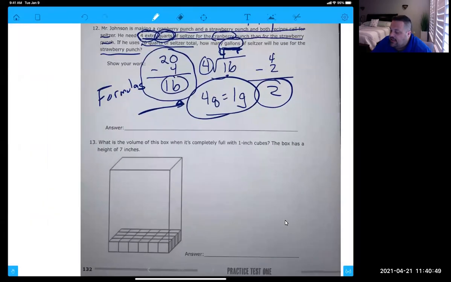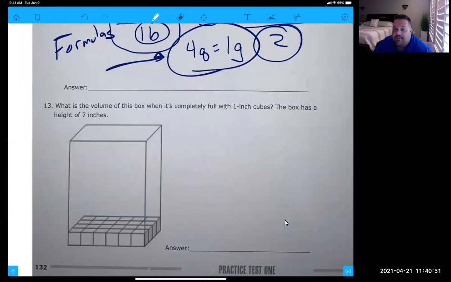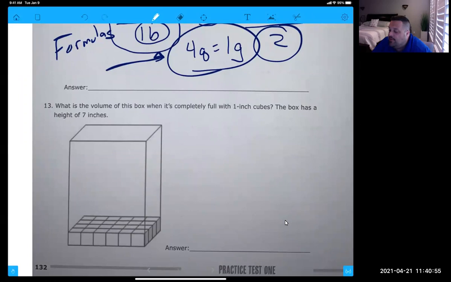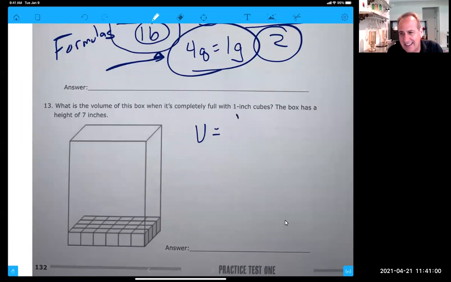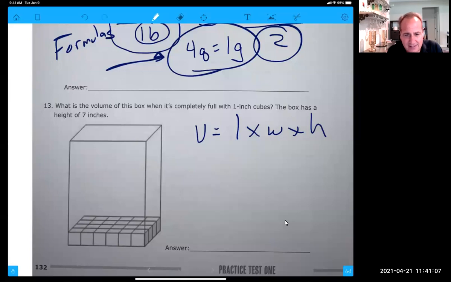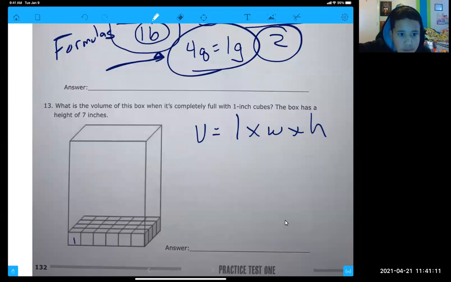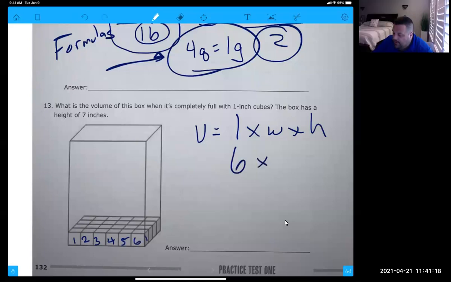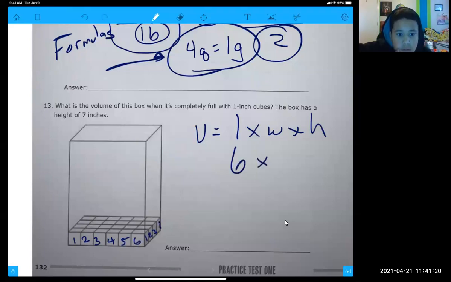All right, number 13, we've been doing forever. Pause and solve it. Who knows the formula for volume? Length times width times height. Exactly. What is the length? The length is 4. No, the length. How long is it? 6. What is the width? The width is 5.